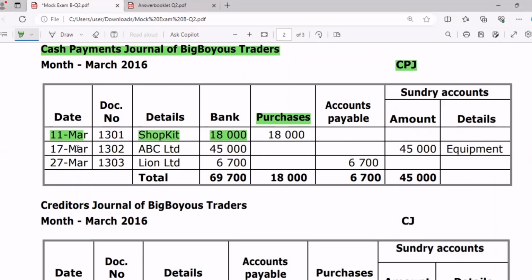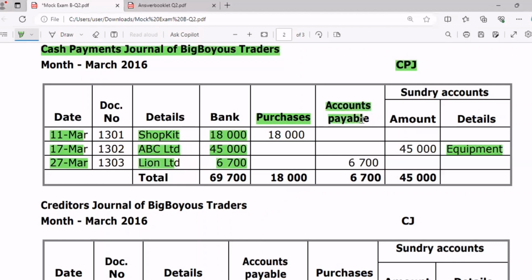Then on the 17th of March, we made a payment of 45,000 to ABC Limited. This is in connection to equipment purchased. We purchased the equipment for 45,000, and this was paid for in cash. Then on the 27th of March, we made another payment of 6,700 to Lion Limited. We were settling the balance that we were owing.